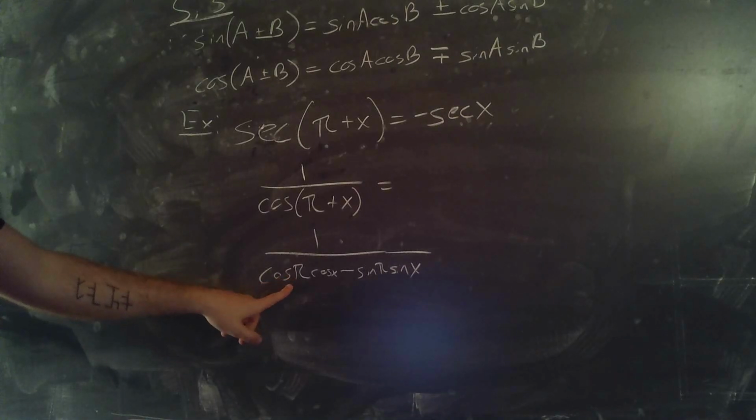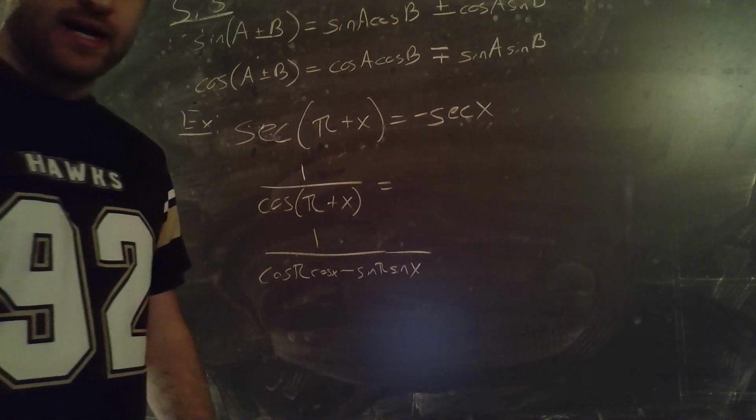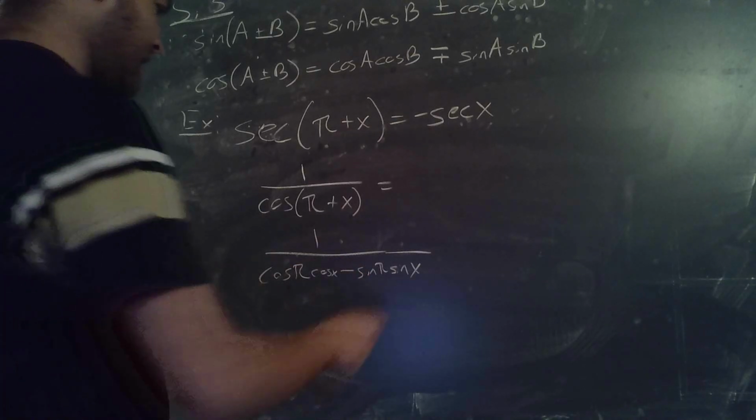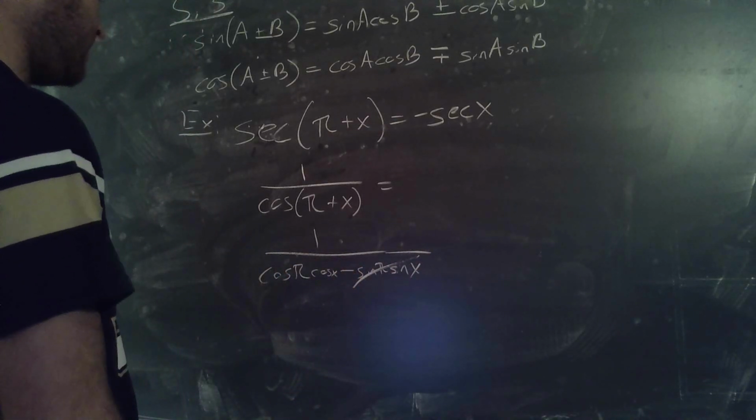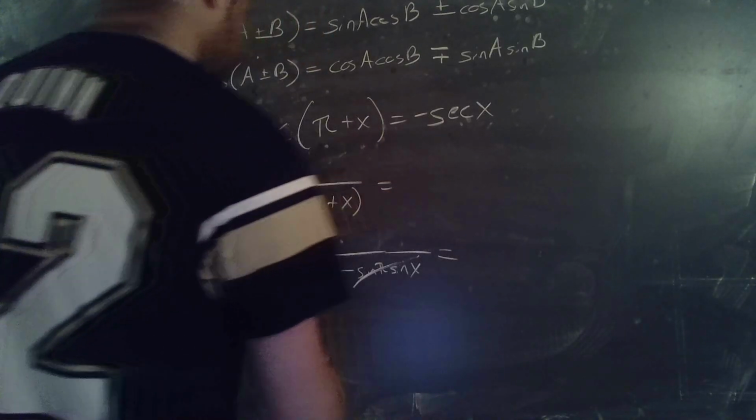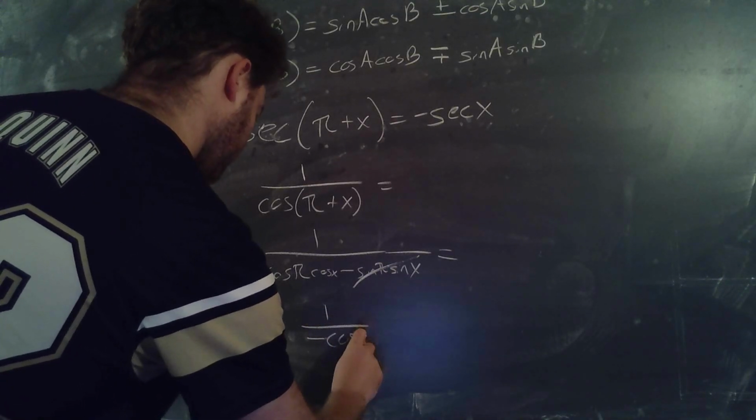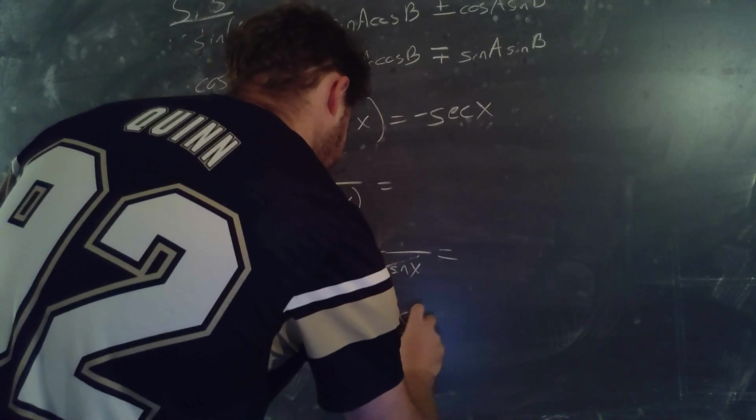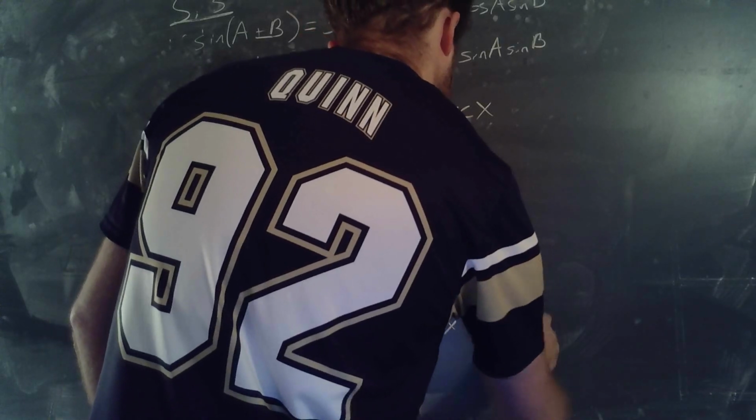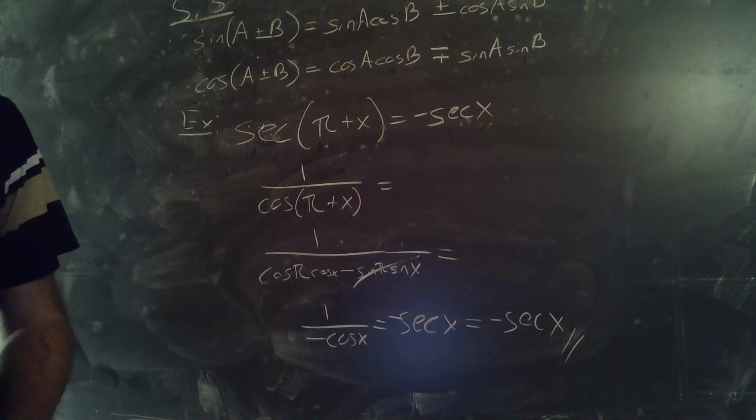But notice that the cosine of pi is just negative 1, and the sine of pi is just 0. So the sine of pi term goes to 0, leaving me with 1 over cosine of pi cosine of x. Cosine of pi is just a negative symbol. So 1 over negative cosine of x is precisely negative secant of x, which we were required to show in the first place.